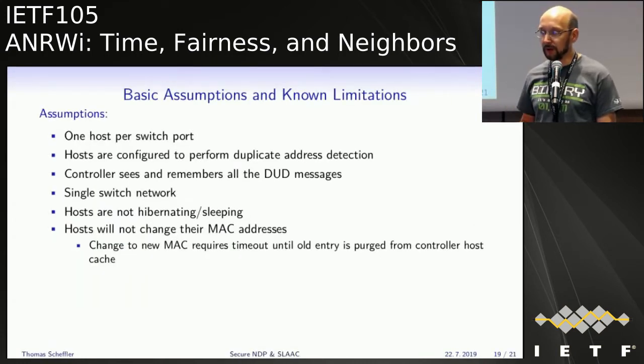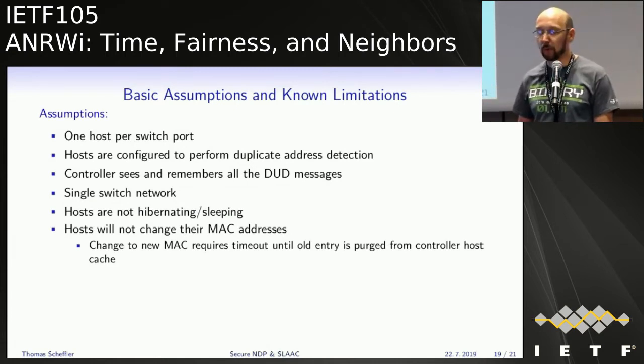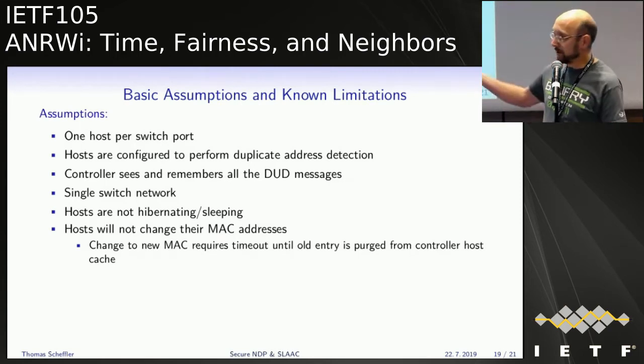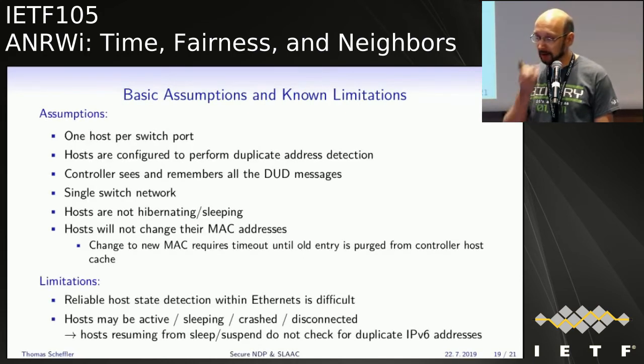So what are our current limitations? Our model assumes that we have one host per switch port, that all our hosts are actually doing duplicate address detection, and the controller sees all these messages. Currently it only works with a single switch network, which needs to be extended. But the main challenge, as I already hinted, is what happens if a host is hibernating, sleeping, or if hosts may change their MAC addresses while they are working on it.